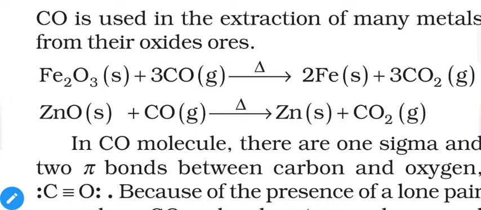So example is mentioned: carbon monoxide can be used for extraction of metal from their metal oxides. We have two different examples mentioned here. We have oxide of iron and oxide of zinc. With carbon monoxide, it can be reduced to their metallic form and carbon dioxide will be produced.